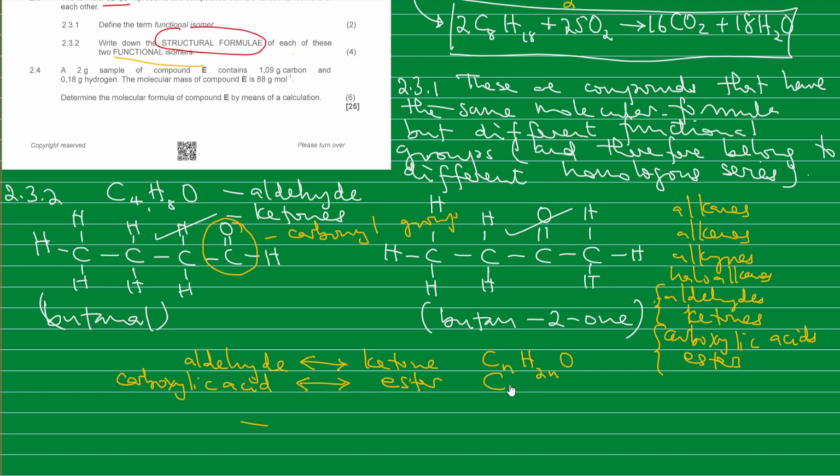Why? Because the general formula here is CnH2nO2. There are two oxygens over here. So that's one thing you must take note of about functional isomers, but this works only for functional isomers. So now we have our answers, and the structural formula for the two functional isomers.